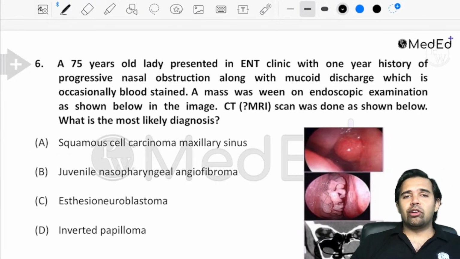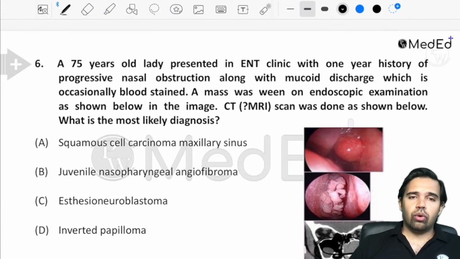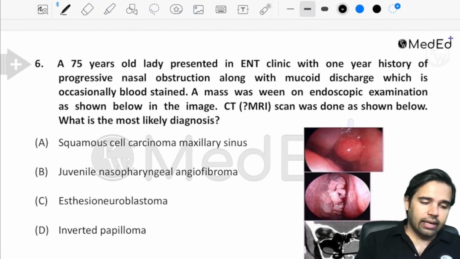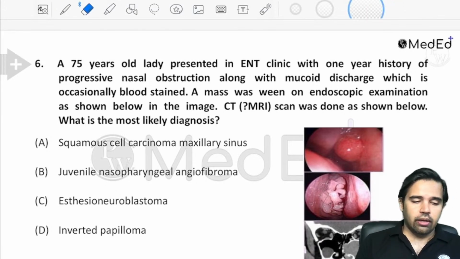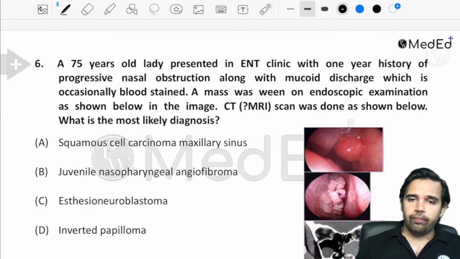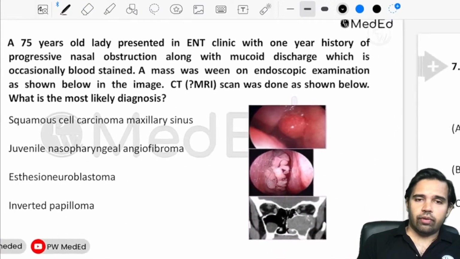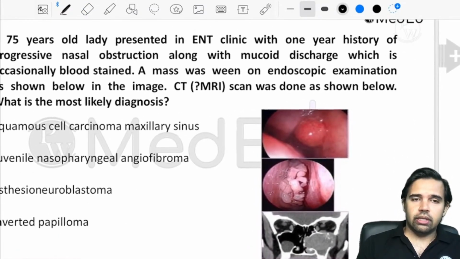Now, a 75-year-old lady presented to the ENT clinic with a 1-year history of progressive nasal obstruction. Along with obstruction, there is mucoid discharge, occasionally blood stained. A mass was seen on endoscopic examination as shown below. CT was done and is shown below. What is the most likely diagnosis? Okay, so that is the scan. Let me bring this up.